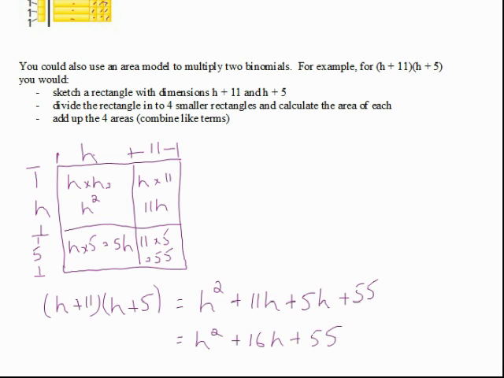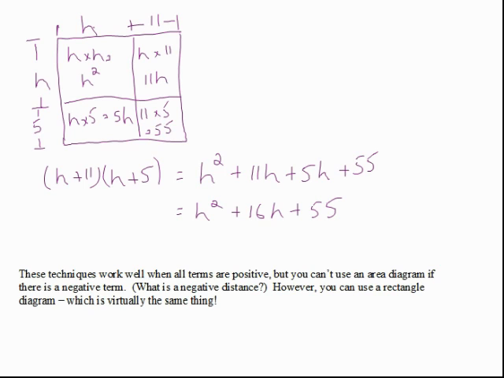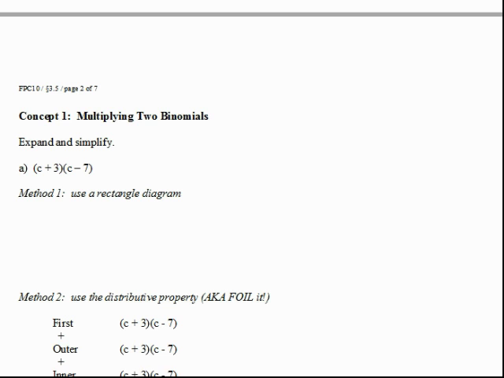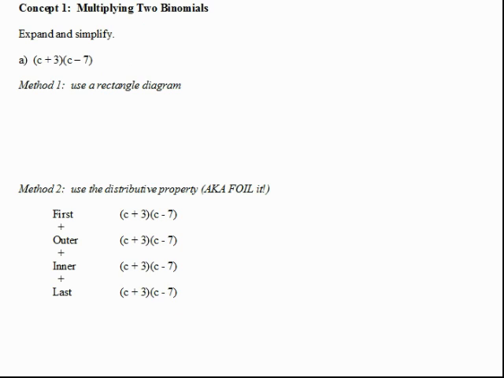Now, these techniques work well when all the terms are positive, but you can't use an area diagram if there's a negative term, because what's a negative distance? We can't show what, for example, h minus 2 equals unless we actually know what h is. But we can use a rectangle diagram, which is virtually the same thing. It's actually exactly the same thing. In practice, we're just not representing area, so we're not going to call it an area diagram. We're calling it a rectangle diagram. So let's do a rectangle diagram where we've got some negatives involved.